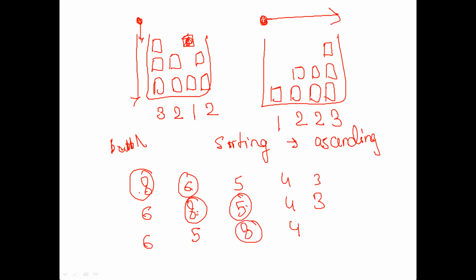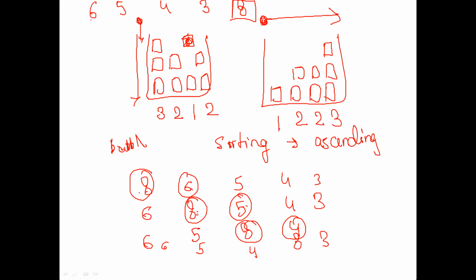Now 8 and 4 will be compared. Once 8 and 4 are compared, next has to be greater. It is not greater. So your array will become 6, 5, 4, and here the 8 will come. Then 8 and 3 will be compared. When you compare 8 and 3, at the end your array will be 6, 5, 4, 3, and 8 will be at the end. It is the greatest among all.